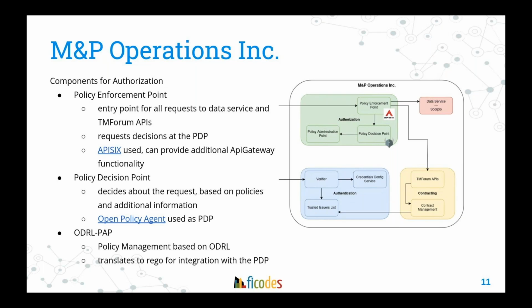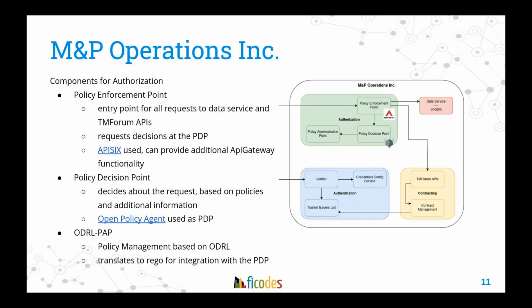From an implementation standpoint, we're using the Open Policy Agent as the policy decision point here, which is another open source component that is well supported and well maintained, so that we have similar to API6, we don't have too much maintenance work here for those components, and we can rely on already existing trusted open source solutions. The third part of our authorization framework is the policy administration point.